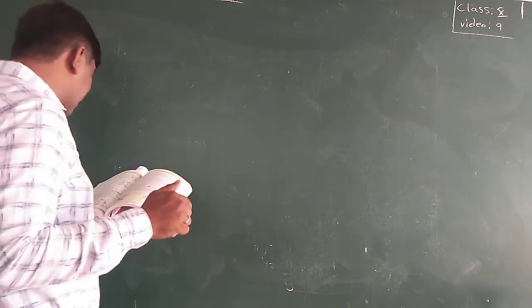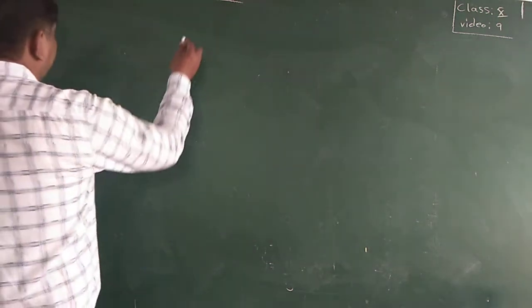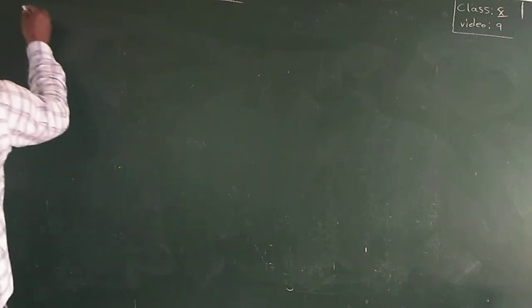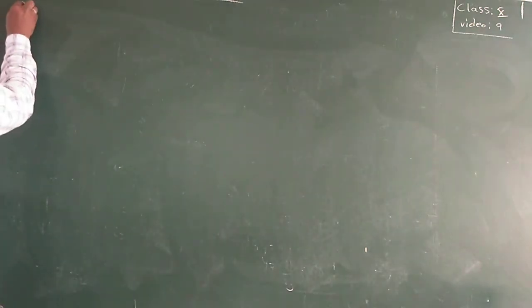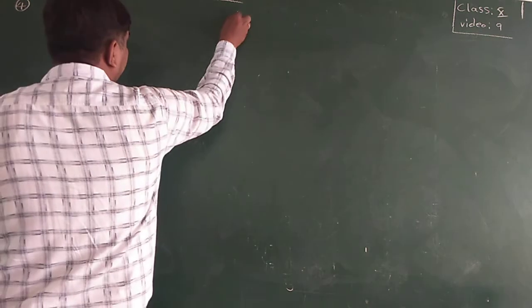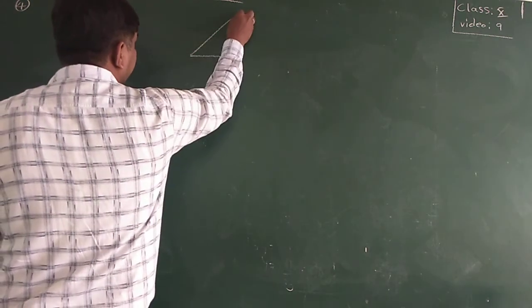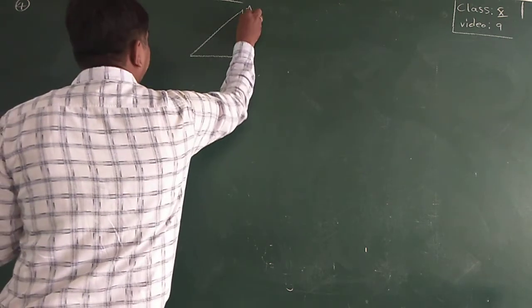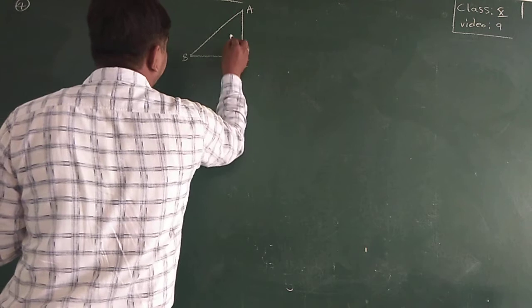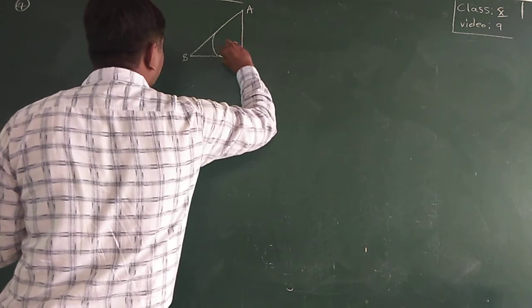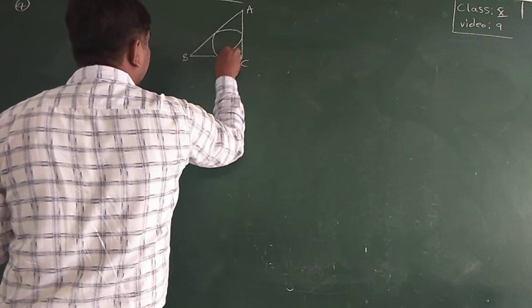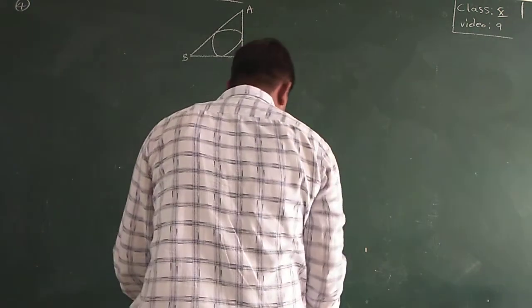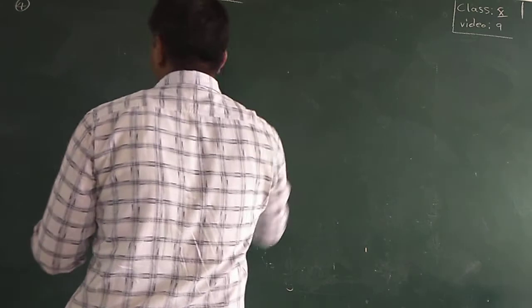Now, in this, one more question. Question number 4: a triangle ABC is drawn to circumscribe a circle of radius 3 centimeters. I am not writing the question here, as space will not be sufficient. So I am writing the question number only.